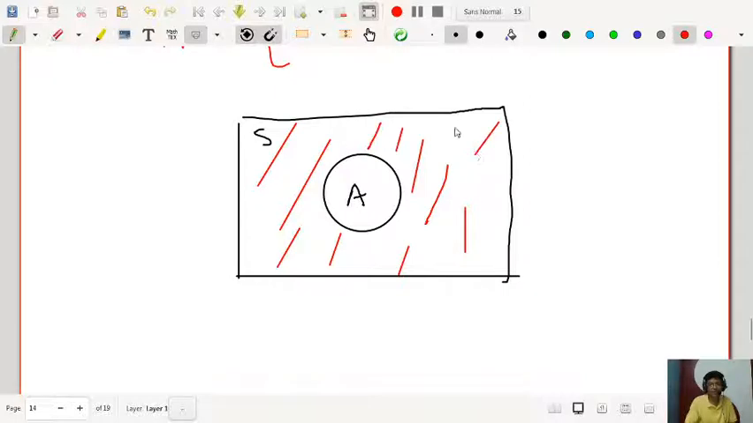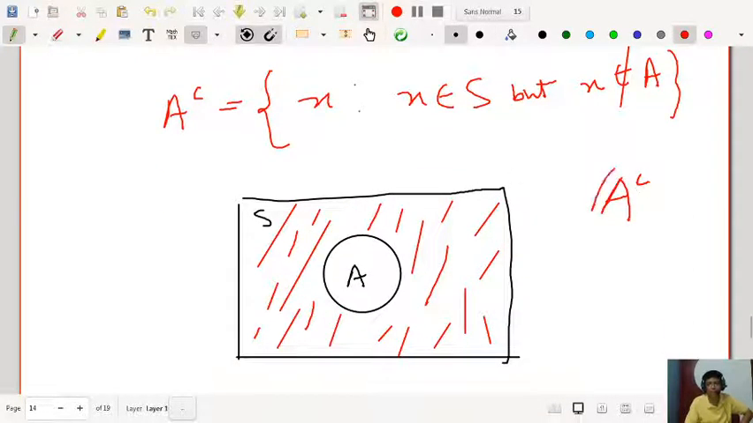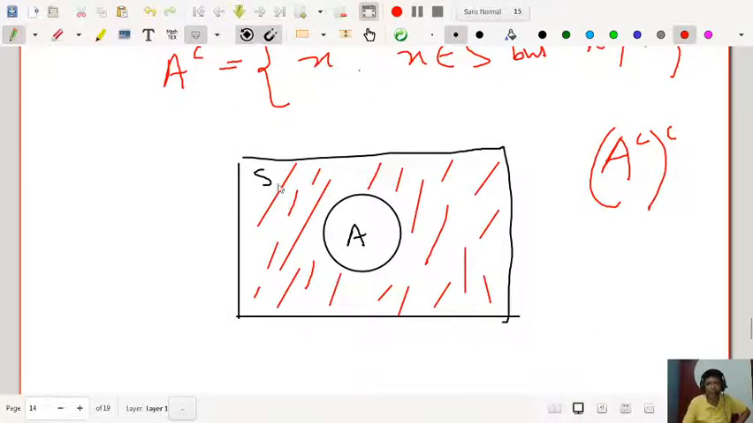Beautiful. This is your complementary part, from the definition of complement. If you take A complement, what will happen? If you take the complement of the complement, that's set A itself. Your A complement is the rest of the universal set, excluding A. So the complement of this complement will be A only.